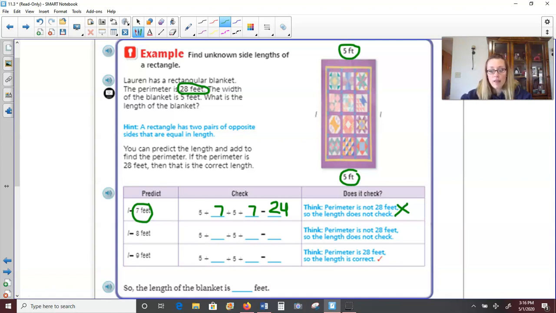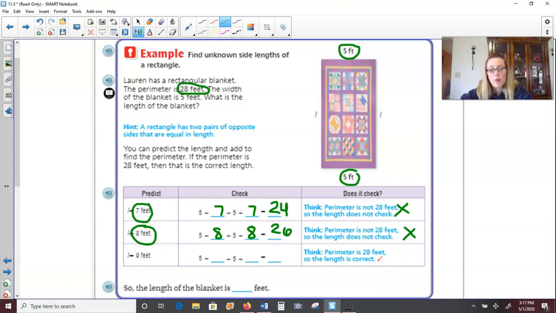All right, then let's guess and say that the length is 8 feet. So we would have 5 plus 8 plus 5 plus 8 to get the total perimeter. 5 plus 5 is 10, 8 plus 8 is 16, 10 plus 16 is 26. Well, that is not equal to 28, so that does not check out.